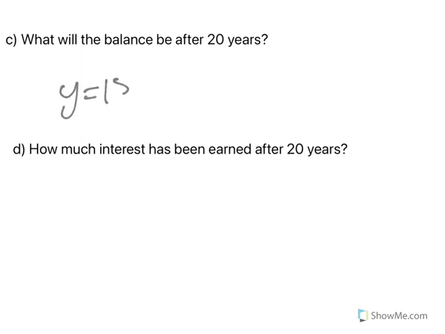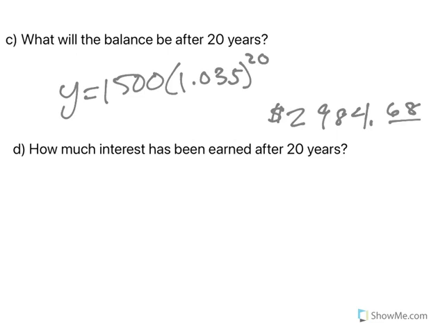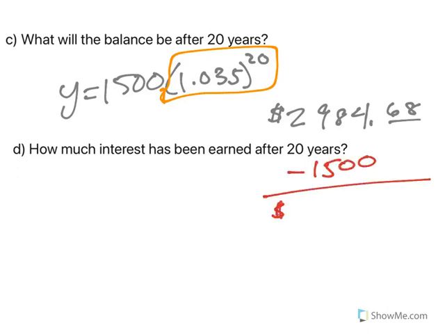All right, let's do the same thing for 20 years. So A equals 1,500 times 1.035, raised to the 20th power. Your calculator should spit out $2,984.68. Remember, exponents are done first. So if you can't type this all in at the same time, make sure that you do the exponents first. So how much interest is that? Well, again, subtract the 1,500 you started with, and that leaves $1,484.68. So you've almost doubled your money in 20 years by just letting it sit there.